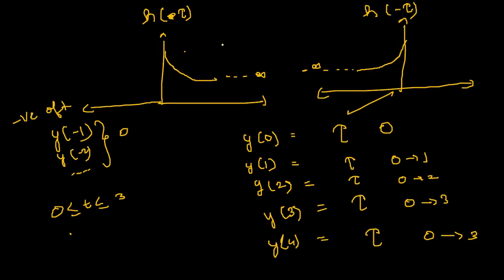So in this region, I have y of 2 equal to the integral from 0 to t. Like you can see, y of 1 will be 0 to 1, y of 2 will be 0 to 2, y of 3 will be 0 to 3, and so on. And also in continuous time, you don't have to take only integral values. Even if you take y of 2.5, tau will exist from 0 to 2.5, right?